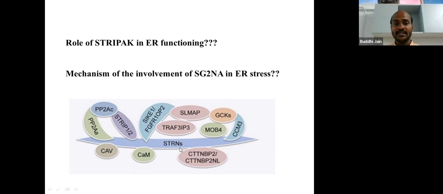There are some studies which show that the members of this STRIPAC multi-protein complex, like SLMAP, sarcolemma membrane associated protein, are present in the endoplasmic reticulum. And the role of this STRIPAC complex has been established in various diseases like neurodegeneration, cancer, and others. But in the context of ER functioning or the ER stress, it has not been established. So this is our next objective, to find out the role of this STRIPAC complex and the members of this STRIPAC in the ER functioning.